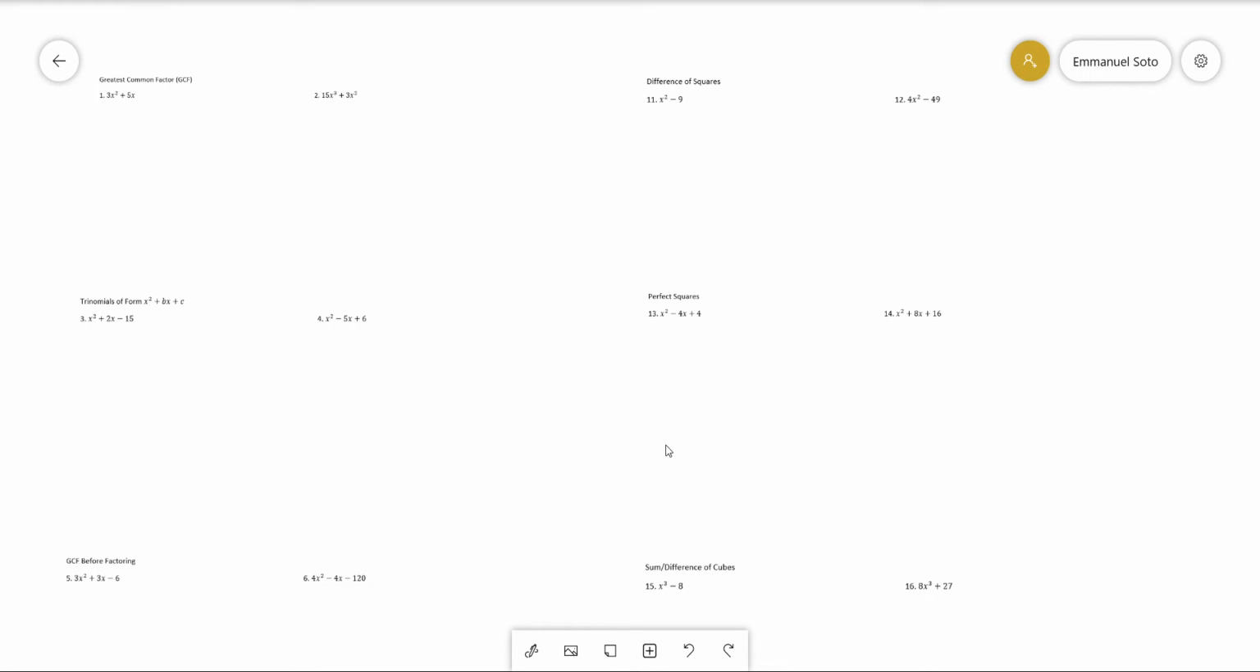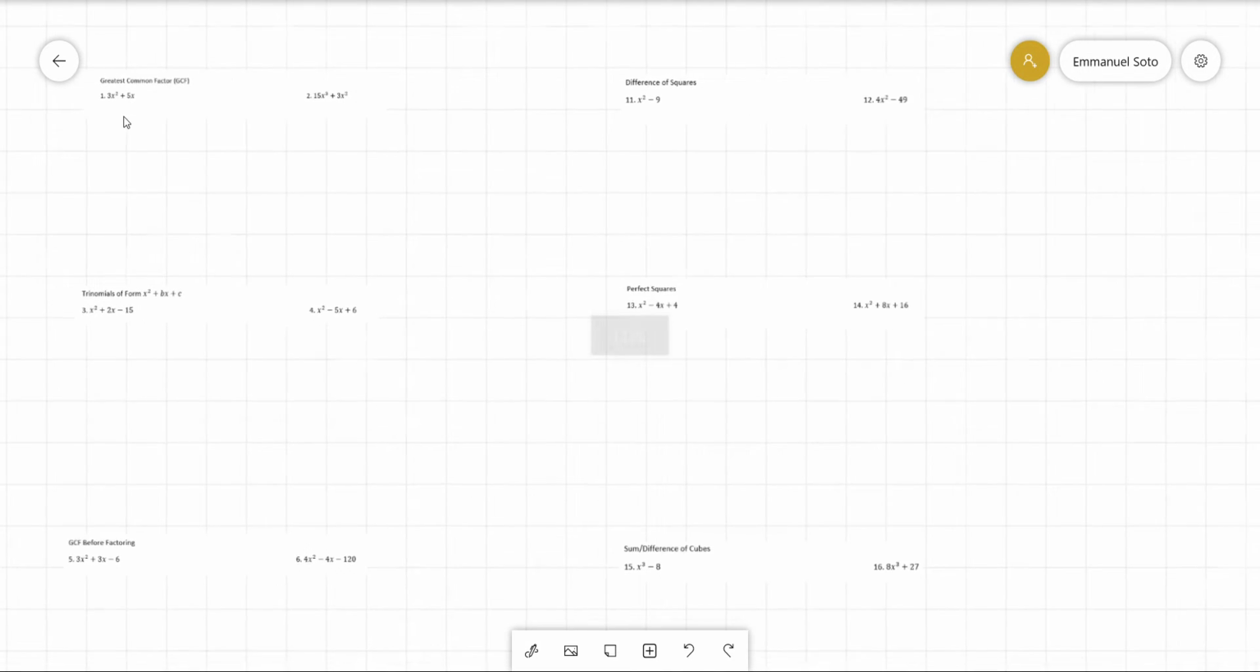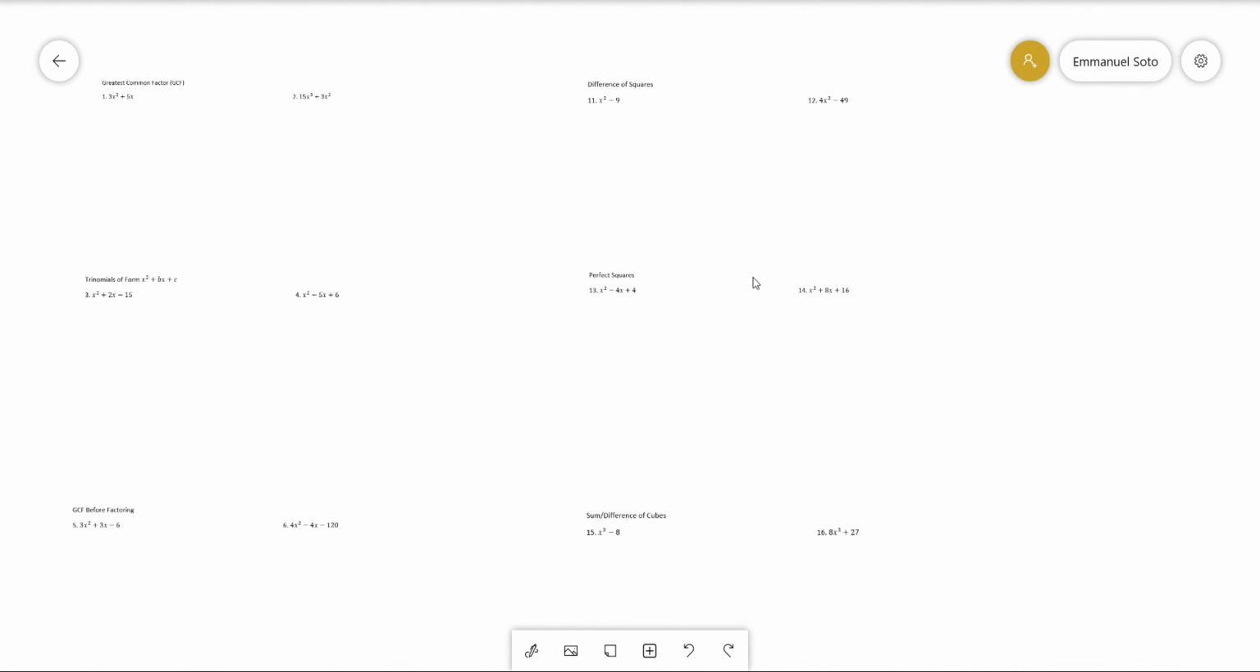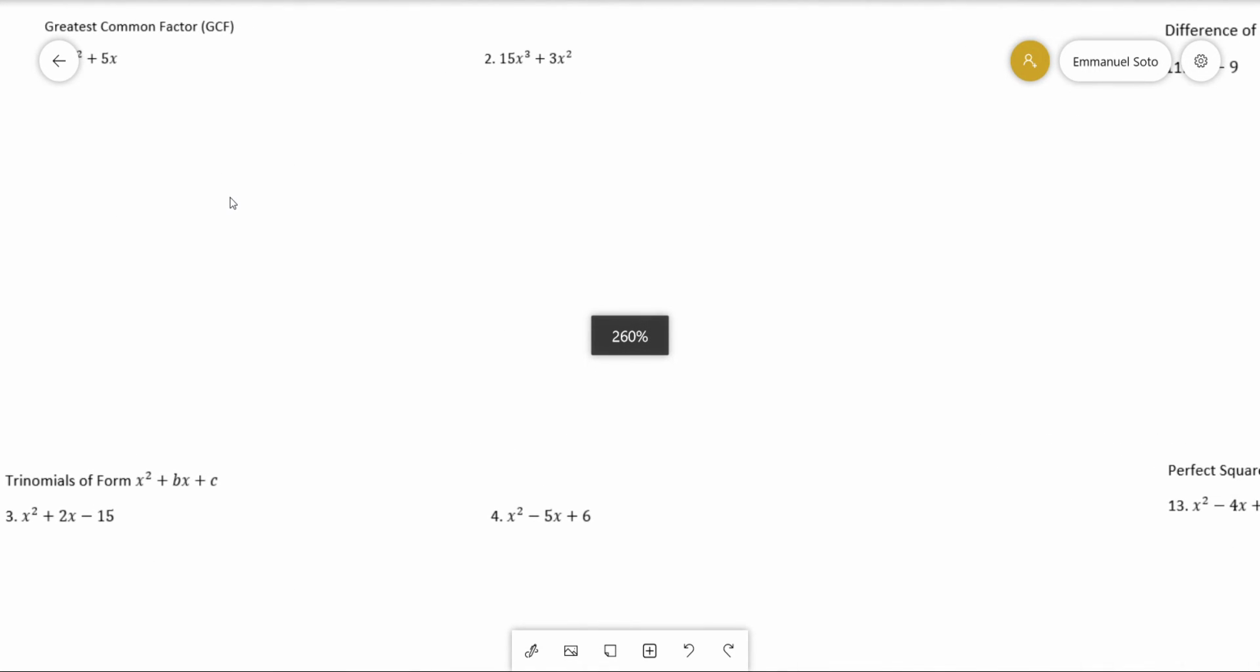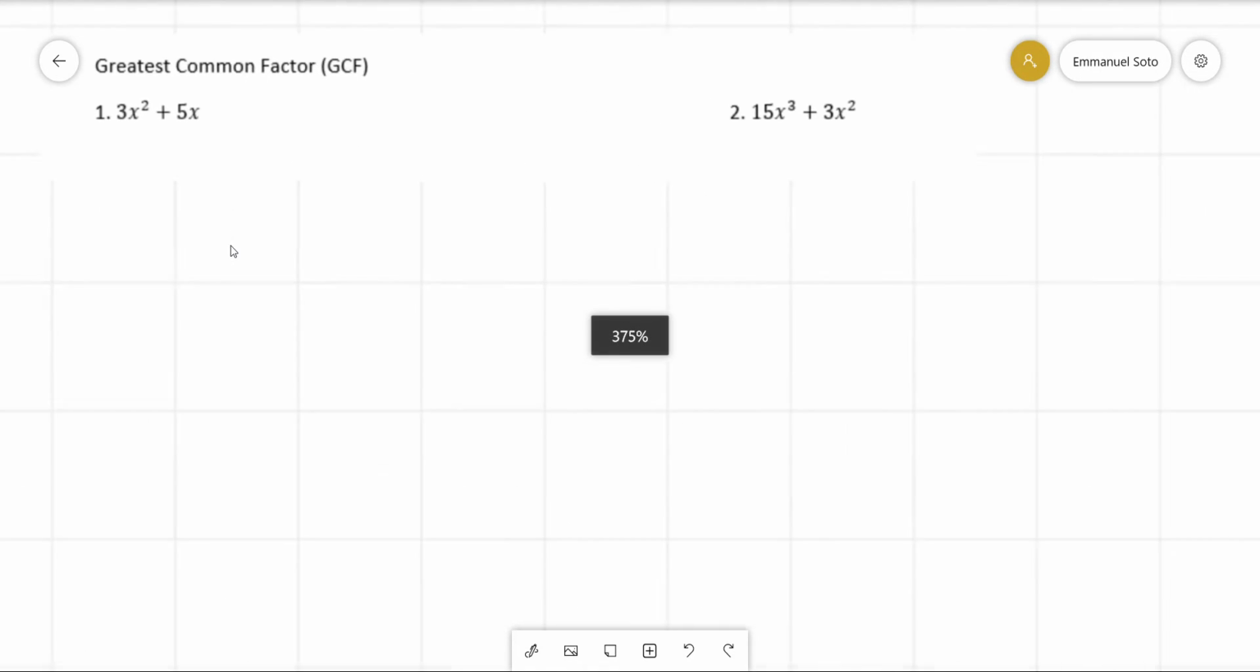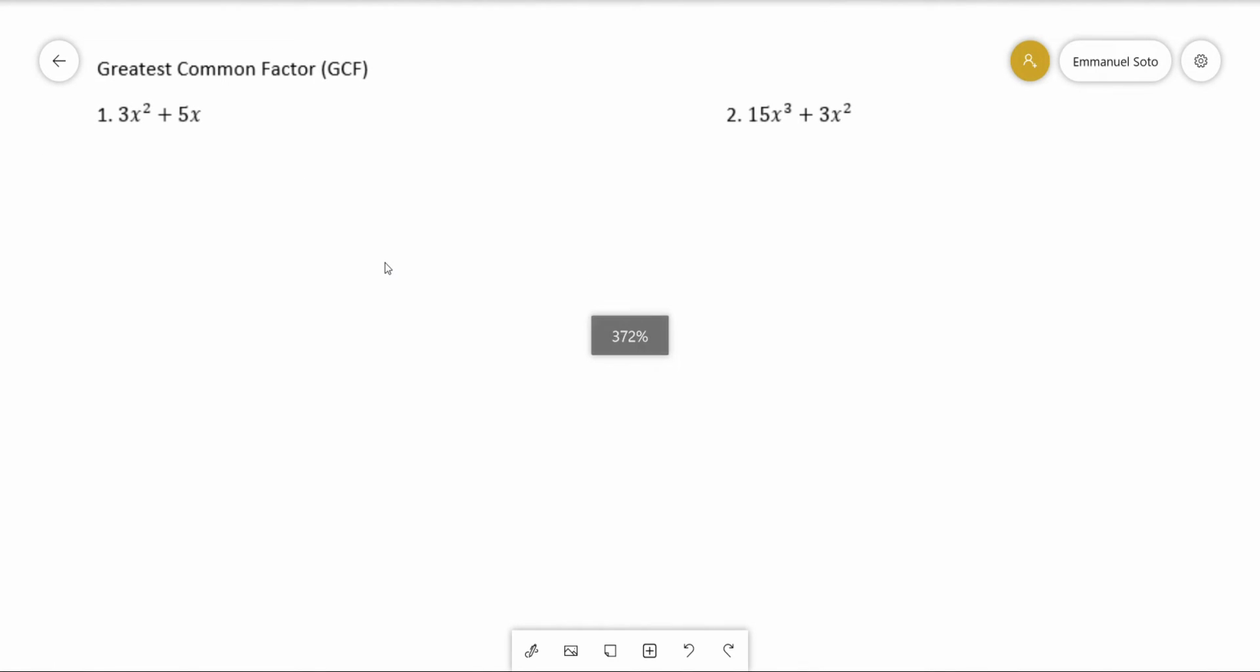Alright guys, so we're going to go ahead and do some factoring practice, just a review of all the different methods of factoring. So here's our first case. We're going to focus on greatest common factor. Remember that greatest common factor is when you find the number or term that fits, the biggest number or term that fits into each and every term in the expression.